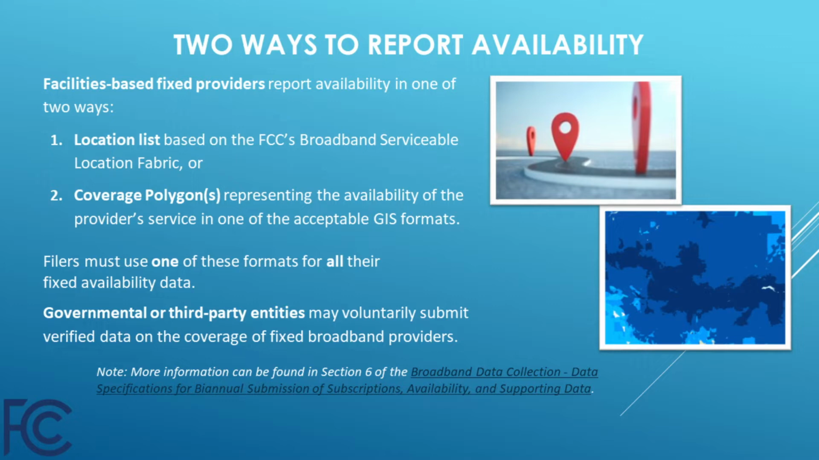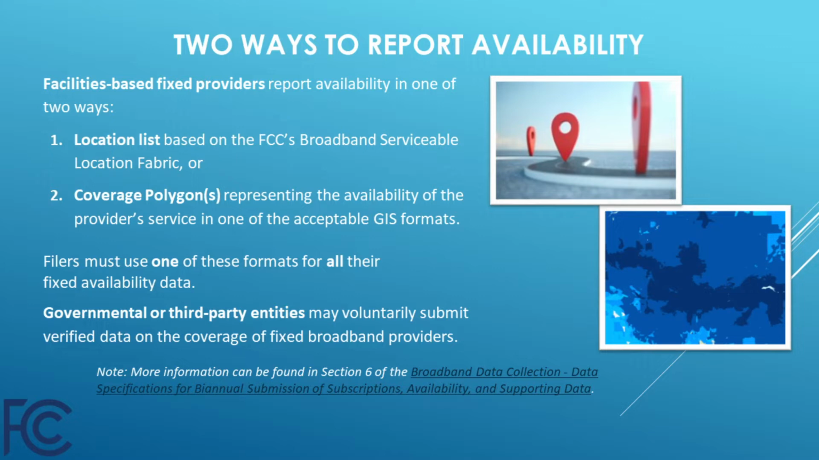A coverage polygon, or polygons, must represent the area where the provider has broadband internet access connections in service or could provide them. The coverage polygon must be in one of the GIS formats accepted by the broadband data collection system. These are an ESRI shapefile, an ESRI file GDB, a GeoJSON, or GeoPackage. Filers must submit all their fixed availability data in the same format. They may not submit some fixed availability data in one format and some in the other format.